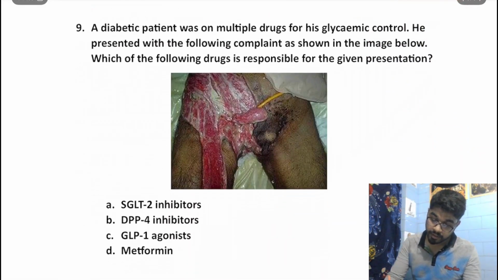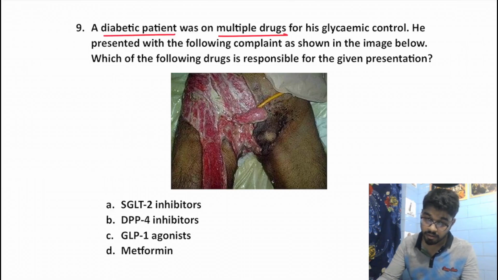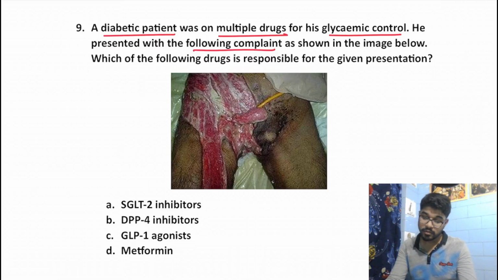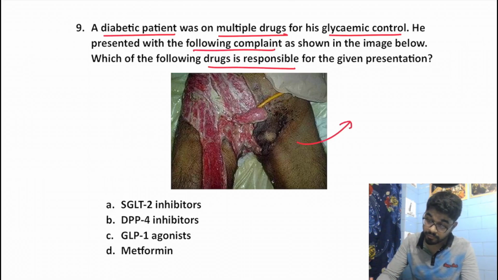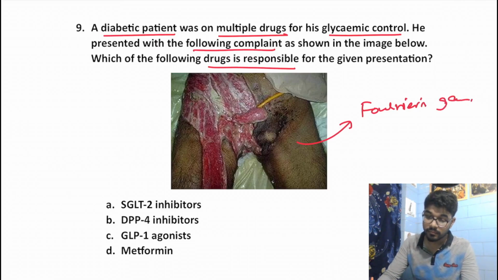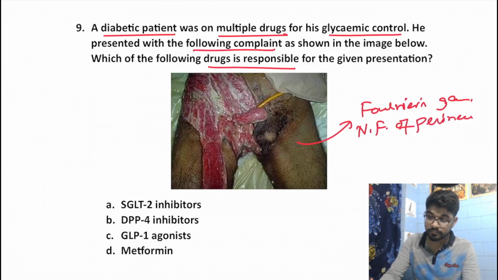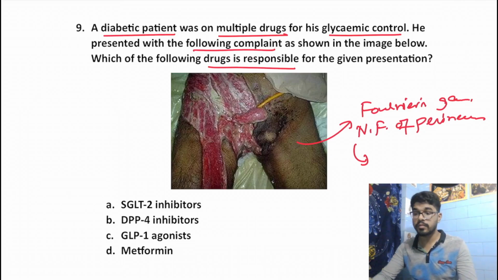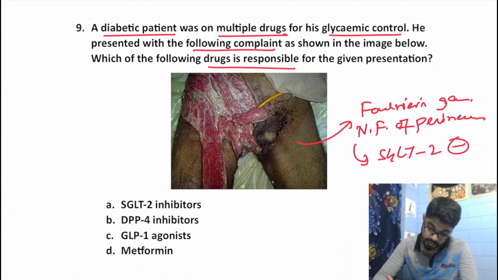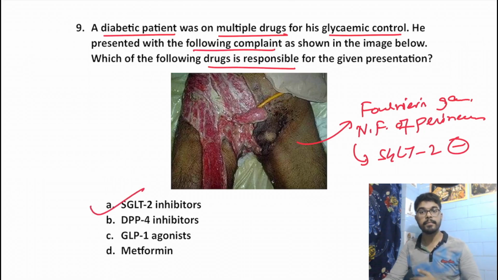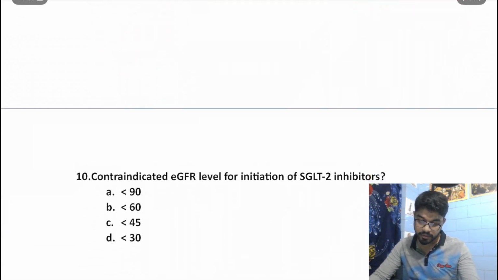A diabetic patient was on multiple drugs for his glycemic control and presented with the following complaint as shown in the image below. Which of the following drugs is responsible for the given presentation? Now, this is our Fournier's gangrene, right, which is nothing but a necrotizing fasciitis of our perineum. And this is one of such unique side effects of SGLT2 inhibitors. So our answer should be A, SGLT2 inhibitor. Okay. Moving on to the next question.